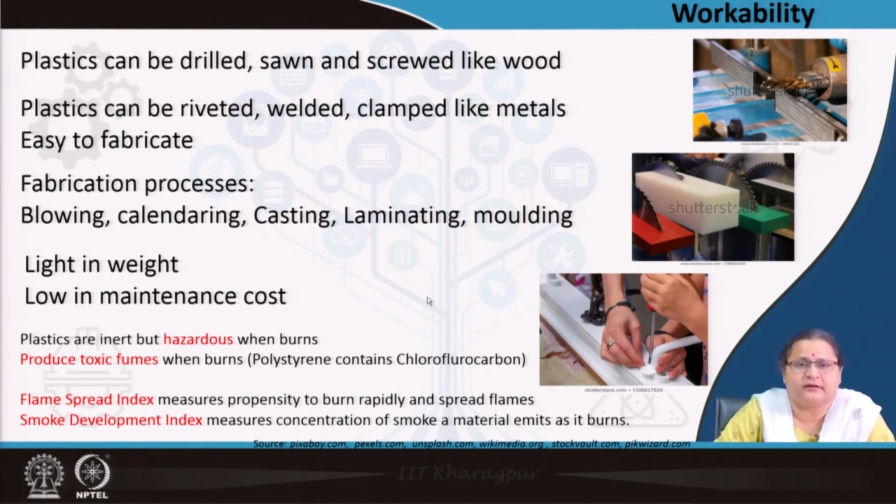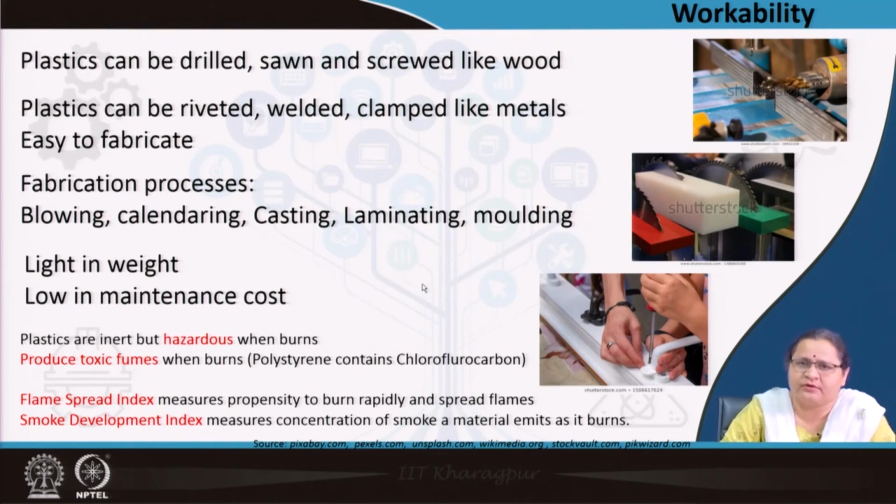Now plastics are inert but hazardous when it burns. As I told you, at 50 degrees centigrade, it will start getting deshaped. It can produce toxic fumes like polystyrene, which contain CFC, chlorofluorocarbon, that will be liberated in air, which is toxic. How to measure that?